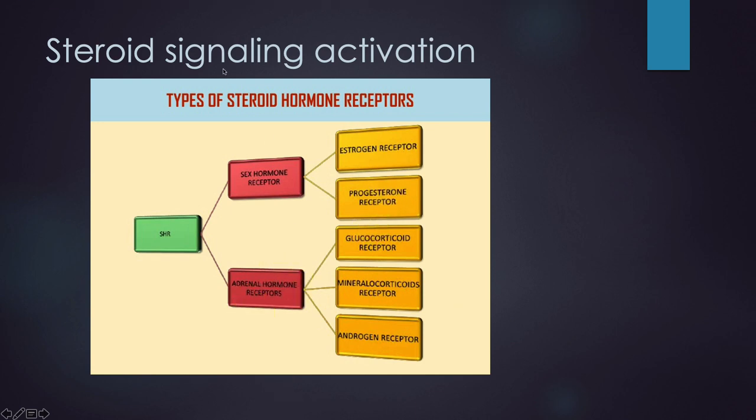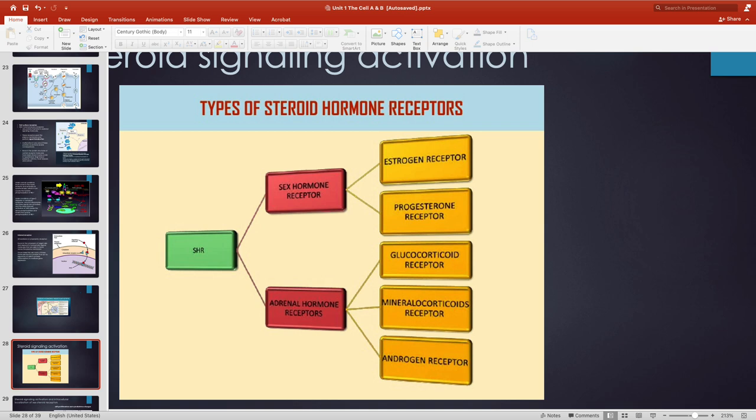When we talk about the adrenal glands or the adrenal receptors, these are things that are going to bind to things that come from the adrenal glands, right? So these are going to be cortisol, aldosterone, epinephrine, things like that. So basically, these internal receptors, right?